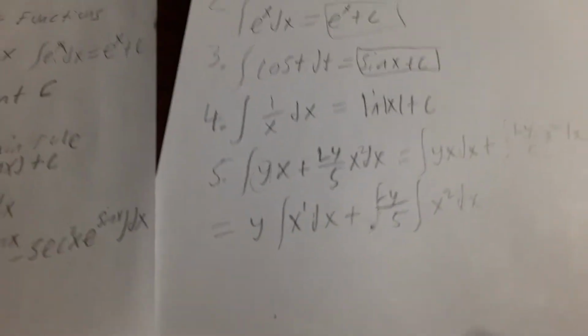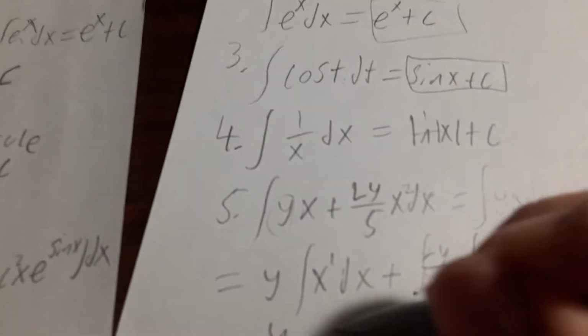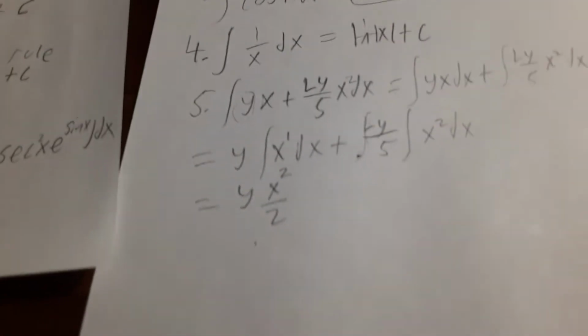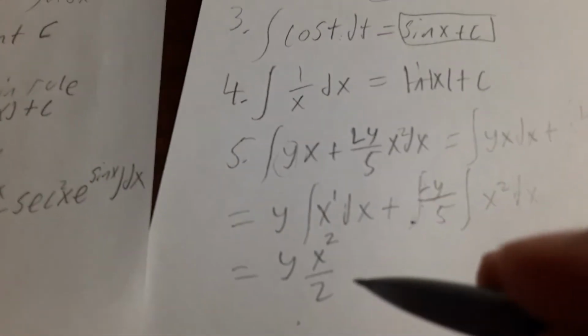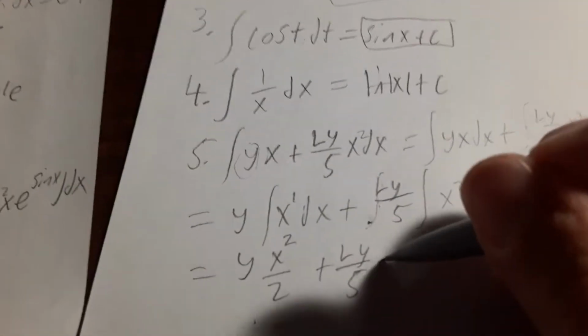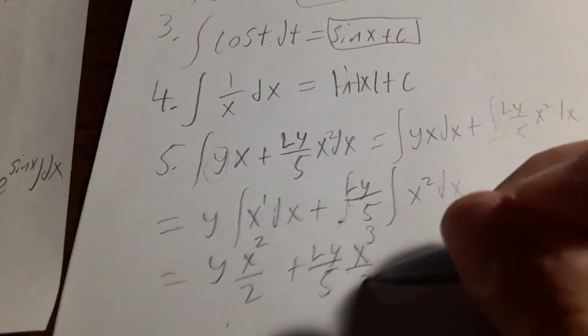So we know from the power rule earlier that we add 1 to the exponent and then divide by the new exponent. So what we're going to do, we add 1 to the exponent, 1 plus 1 is 2, and then we divide by the new exponent. So y times x squared over 2 plus ly over 5. We add 1 to the exponent, x. 2 plus 1 is 3. Divide by 3.